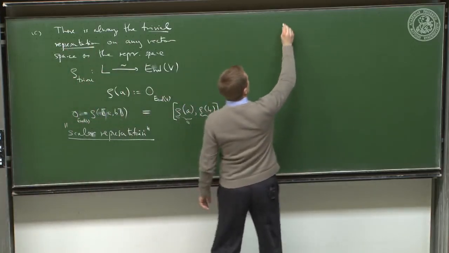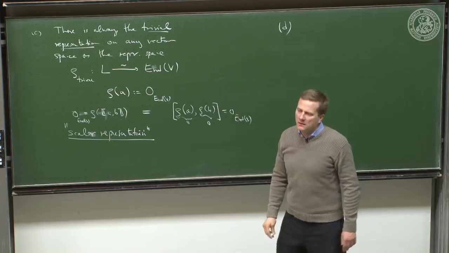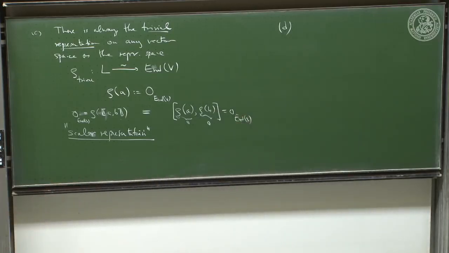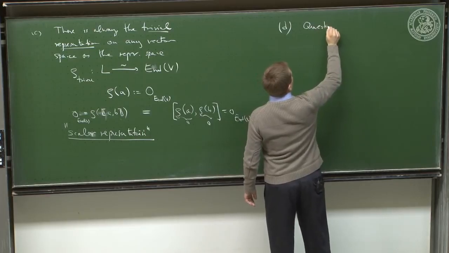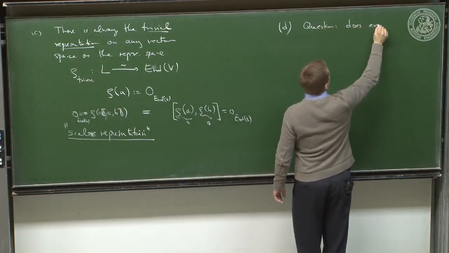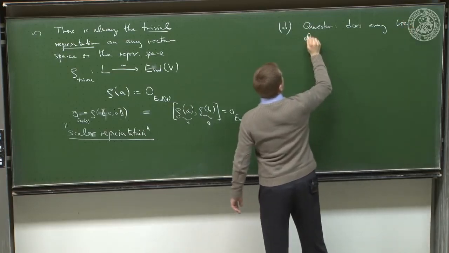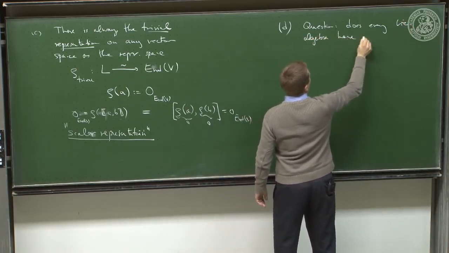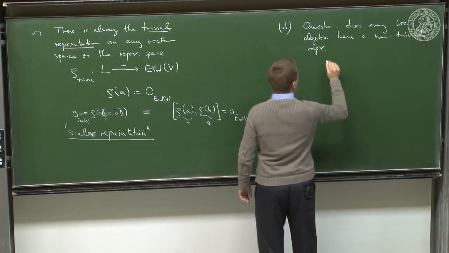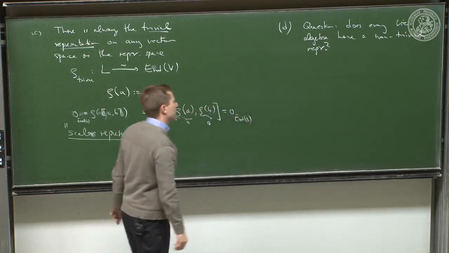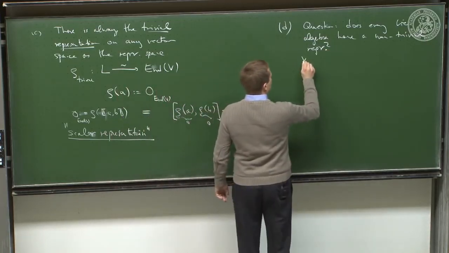And there is another representation we used all the time during the last few lectures, but we never called it a representation. And it answers the question: every Lie algebra has a trivial representation. Question, does every Lie algebra have a non-trivial representation? I will also introduce the notion of a faithful representation in a second. And the answer is yes.